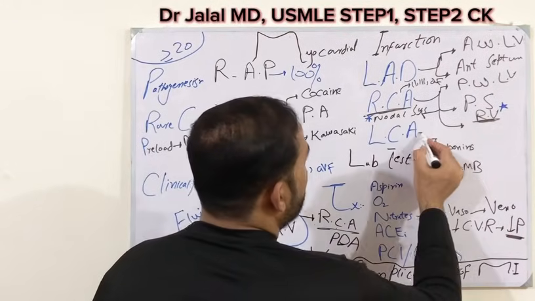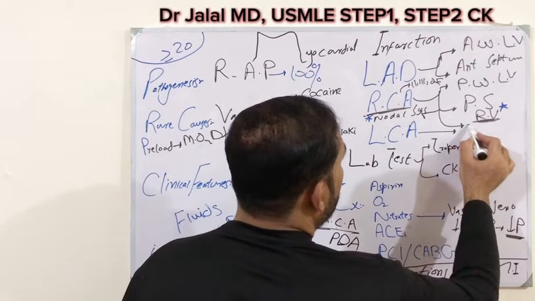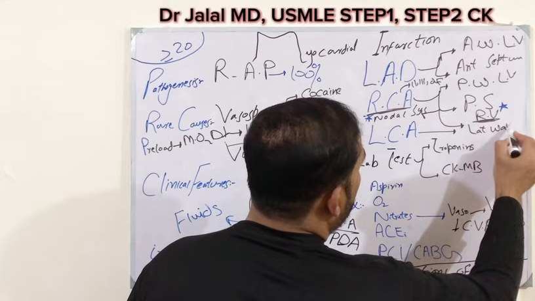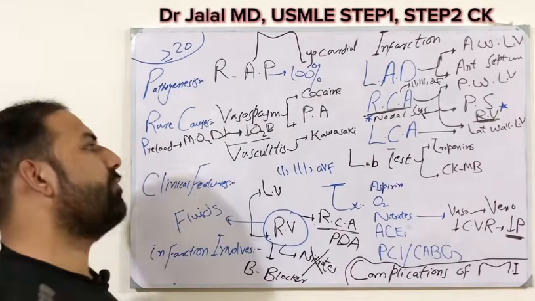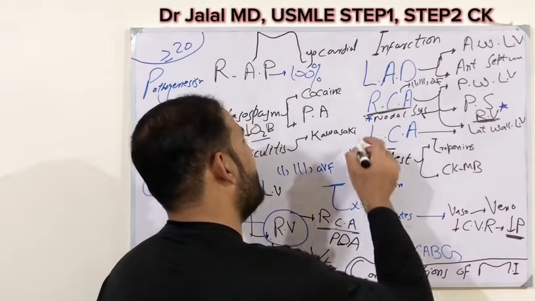Now let's talk about the left circumflex artery. The left circumflex artery is going to feed the lateral wall of the left ventricle. So it means the left ventricular lateral wall is affected in case of left circumflex artery.